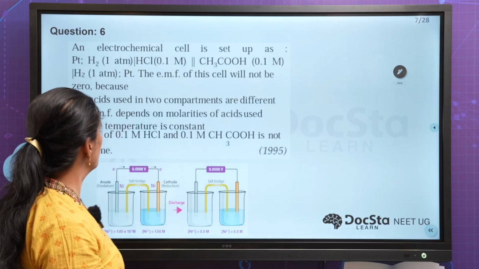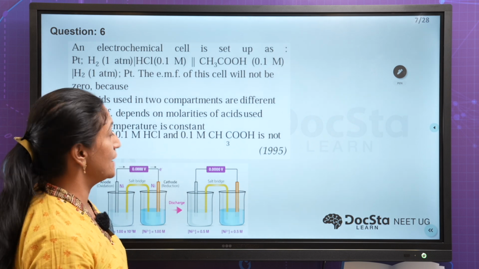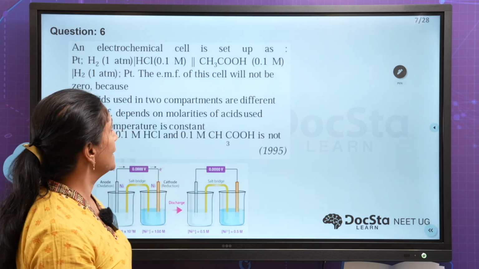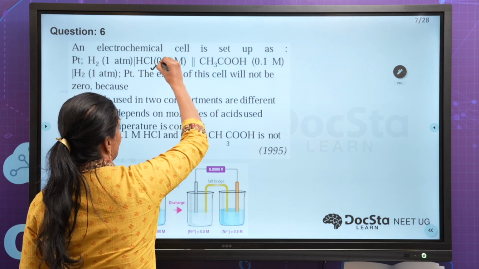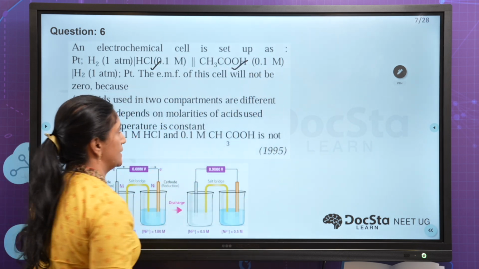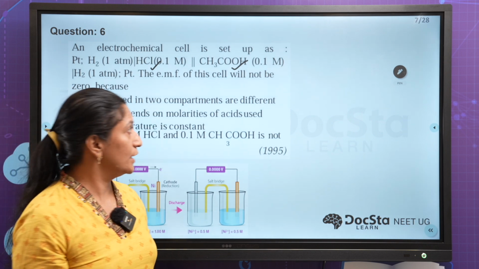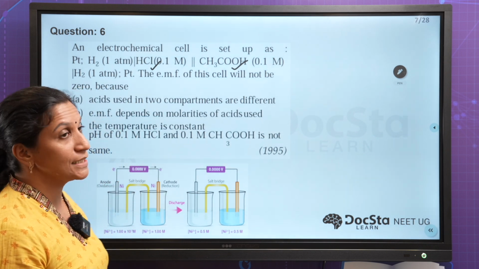Coming to the next question, which is based on concentration cell. An electrochemical cell is set up, and you are given a cell which contains HCl as well as acetic acid, and you are asked to give the condition in which the EMF of the cell is not zero.